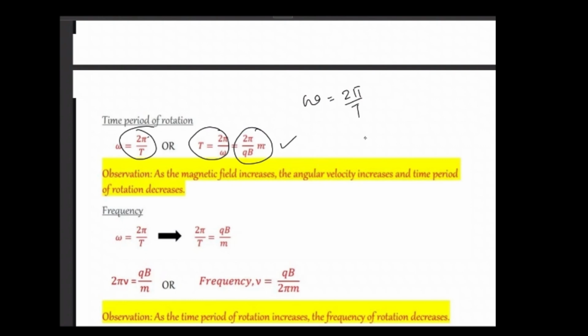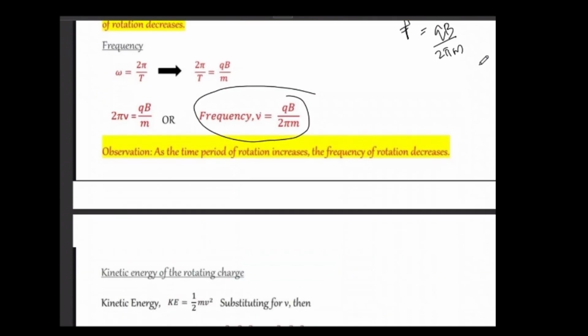Again, if you have the time period, you can find the frequency. What is the relation between frequency and time period? Frequency and time period are inversely related: f = 1/T. So for getting f, you have to take the reciprocal of this time period. That means it will be qB/2πm. Frequency is also denoted by the letter nu. So ν = qB/2πm.